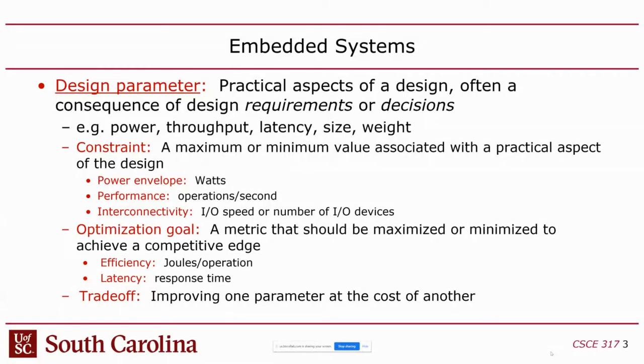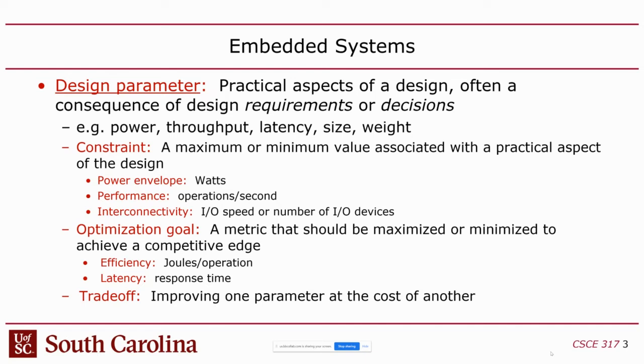And so there's the term constraint, which is when you place a minimum or maximum value on a certain parameter that has to be achieved. So you might have a power envelope constraint, which would be measured in terms of watts, or you may have a performance constraint, which could be operations per second, but it might also be frames per second if it's some sort of computer vision system or camera, or an autonomous vehicle where you have to achieve a certain FPS, or maybe they measure it in pixels per second.